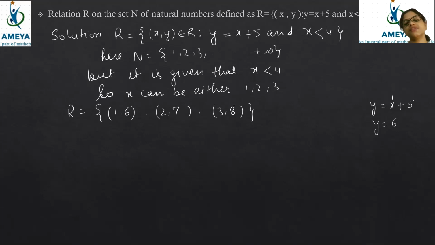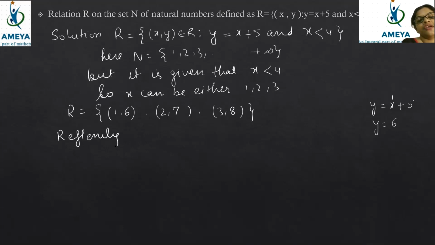So x is equal to 1, y is equal to 6; x is equal to 2, y is equal to 7; x is equal to 3, y is equal to 8. Okay, so now these are the relations. By seeing it itself you can say that none of the elements is reflexive, none is symmetric, none is transitive. Now we have to check and say why.